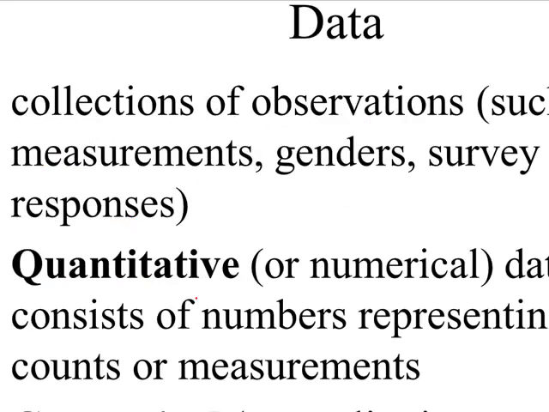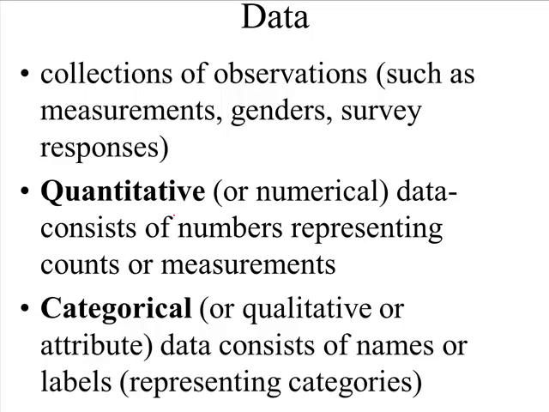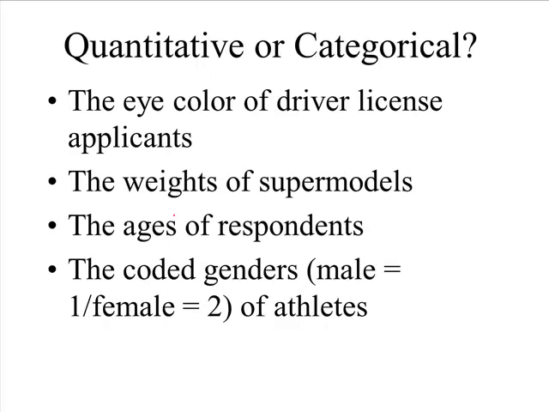Okay, so what are data? Data are basically collections of observations, measurements, genders, surveys, responses. Quantitative data is data consisting of numbers representing counts or measurements. Categorical data consists of names or labels. So quantitative data either asks how much or how many. And categorical data basically breaks things up into categories.